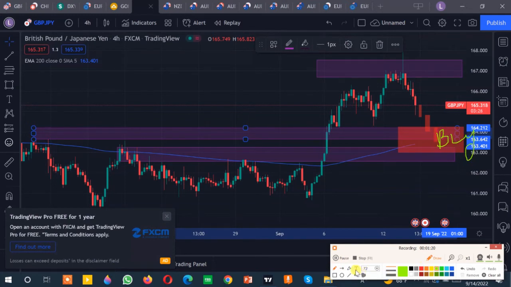When we get a bullish candle, minimum 2 candles, then from here we need to make buy. So now we are waiting for buy. Soon we need to make a buy position from here.